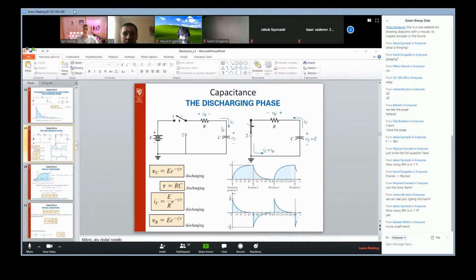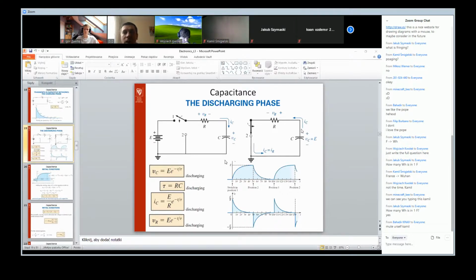Okay. If we turn the switch to the second position, then we'll observe that the current will be passing through in the opposite direction. It's opposite to the direction we had in the charging phase. Why? Because we make a short circuit, in fact, in this case, and the top plate of the capacitor has the higher potential. So, of course, the current should pass from the positive to the negative.